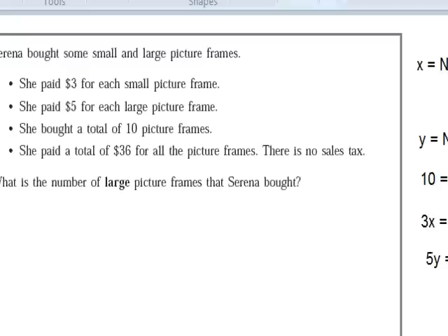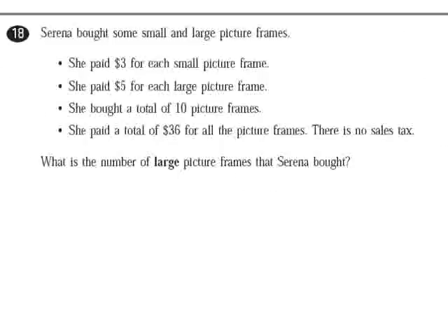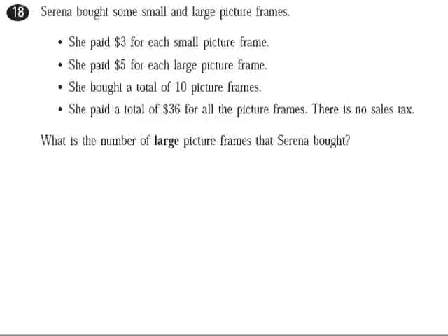So number 18. Number 18 is a short answer question. And it says, Serena bought some small and large picture frames. She paid $3 for each small picture frame, and she paid $5 for each large picture frame. She bought a total of 10 picture frames, and she paid a total of $36 for all picture frames. There is no sales tax. What is the number of large picture frames that Serena bought?